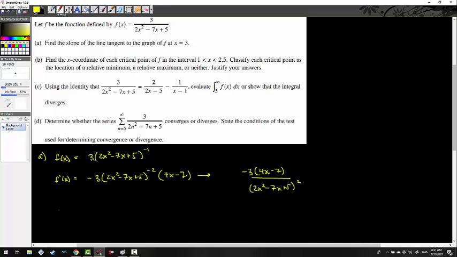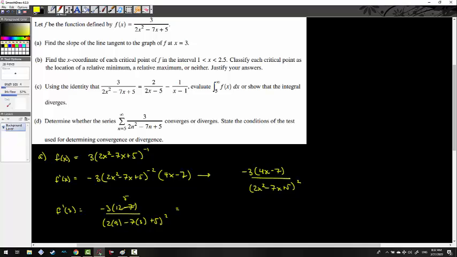So let's go ahead and find out what the slope is at 3. That's going to be negative 3 times 4 times 3, which is 12, minus 7, over 2 times 3 squared, which is 9, minus 7 times 3 plus 5, all squared. Now again, you could probably just leave it like this, and then the AP exam would grade it for you. But we're switching to an online test, so they may ask you to simplify everything. So let's just go ahead and simplify what we can.